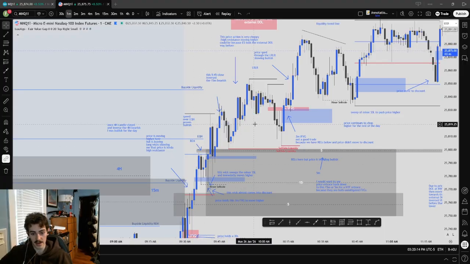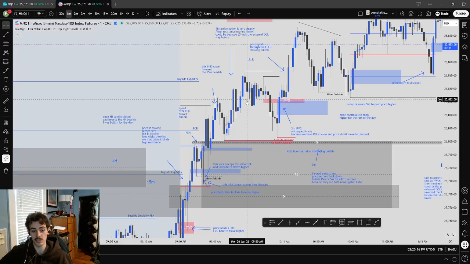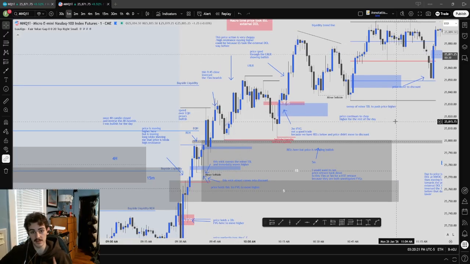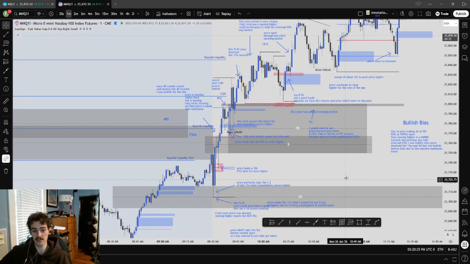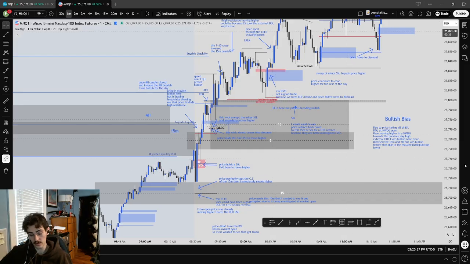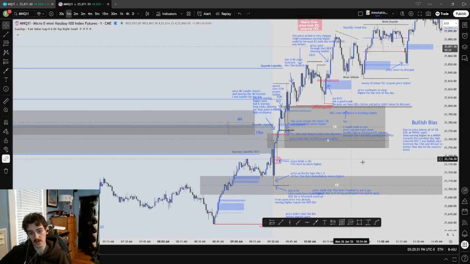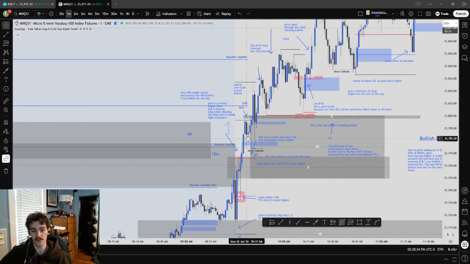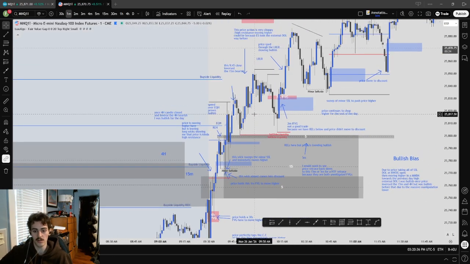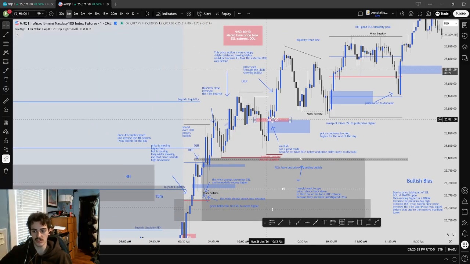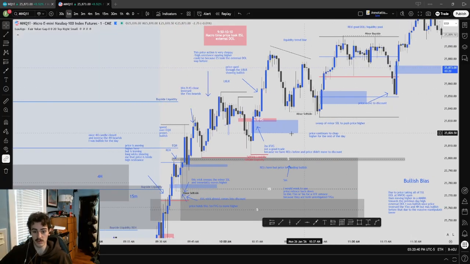Now, I was pretty sure price was going to go up and chop for the rest of the day for two reasons. It's a Monday, and we have no reason for price to go lower. There's absolutely no reason for price to go lower and take this sell side liquidity. So I was really wanting to see price just move higher today. It's a Monday, lower volatility, and just chop higher for the rest of the day, and that's what we got.